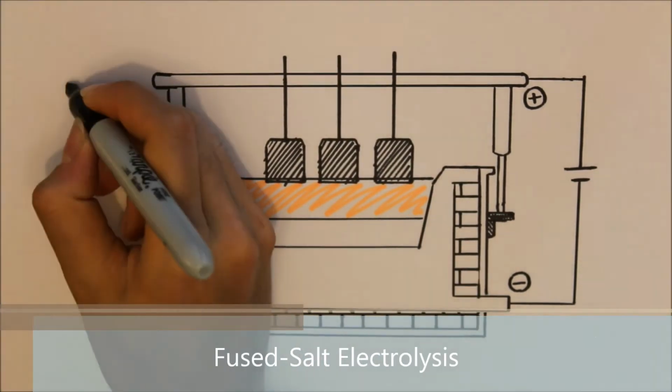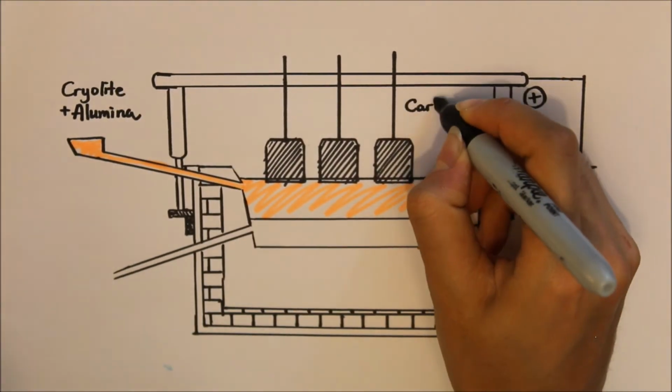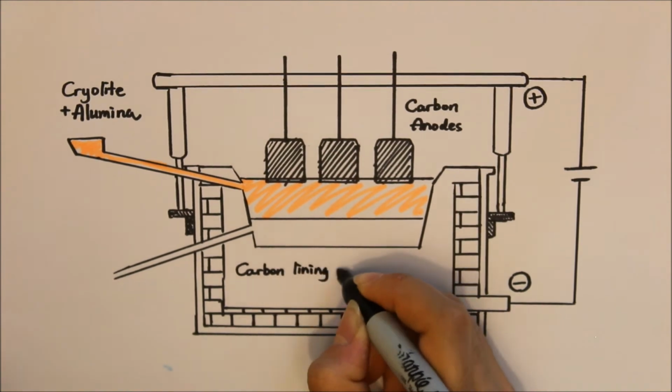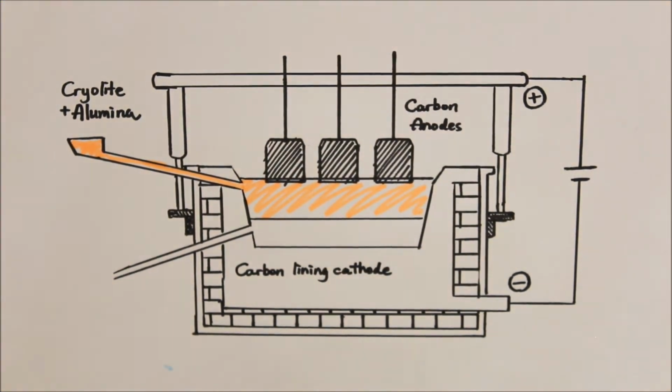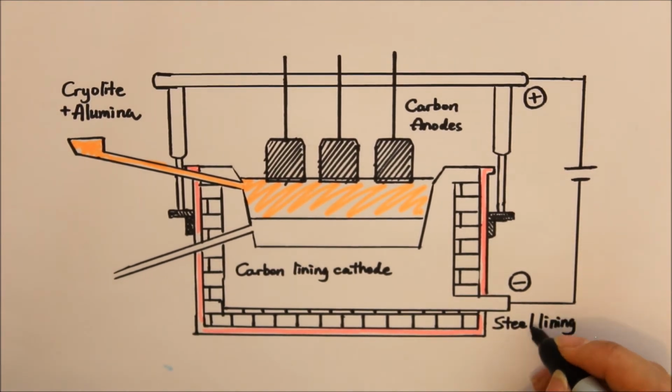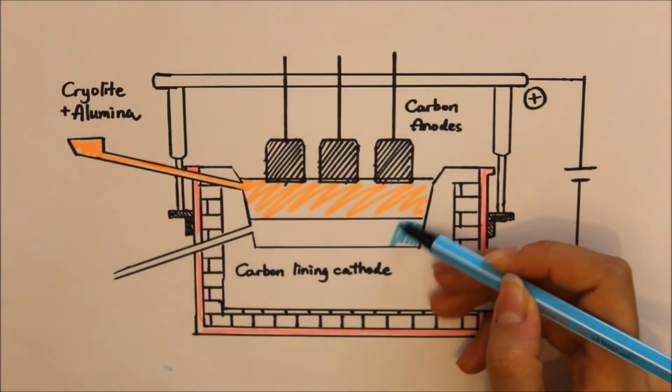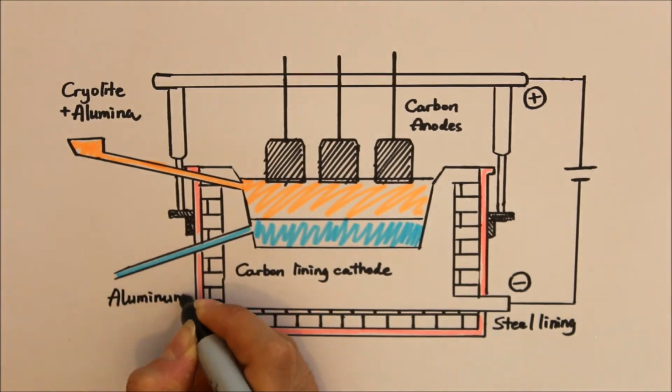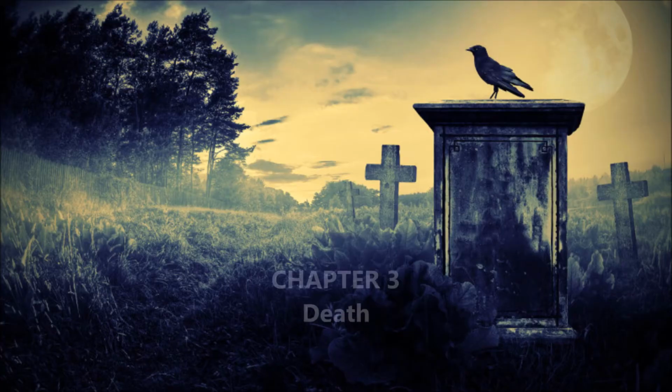The second step of the mineral processing is the fused salt electrolysis. A mixture of cryolite and alumina is introduced into the electrolyte chamber. The current flow between the graphite electrodes and the chamber lining produces carbon dioxide and liquid elemental aluminum. This liquid aluminum is then poured into ingots.